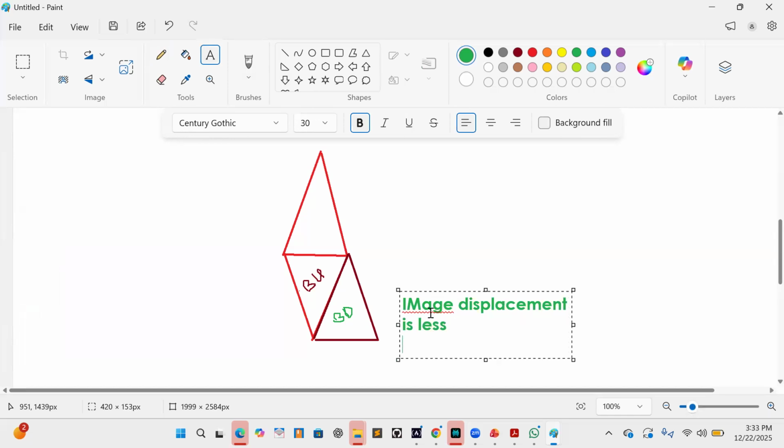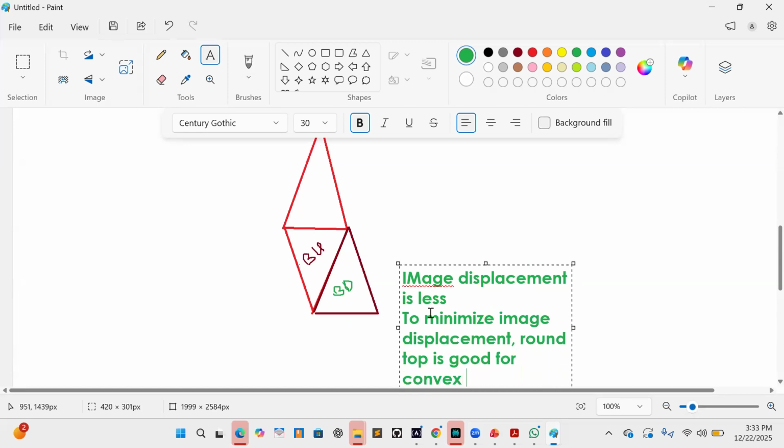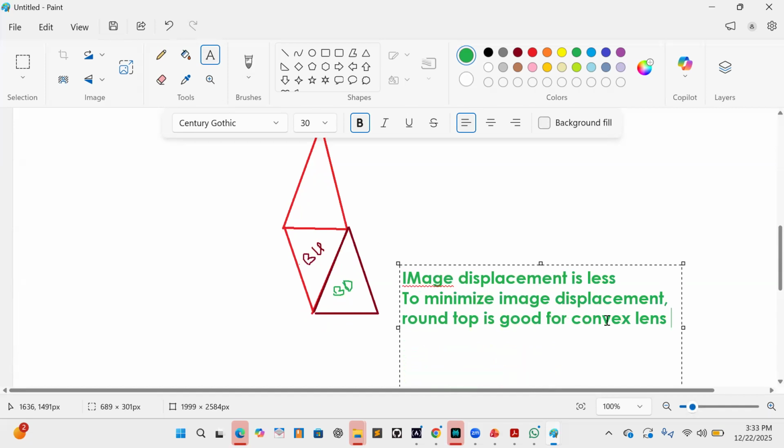So meaning that to minimize image displacement, round top is good for a convex lens, which is actually bad for image jump. So the round top is bad for image jump. Remember we talked about image jump; you can watch videos on that. So the round top is bad for image jump, but it's actually good for image displacement.